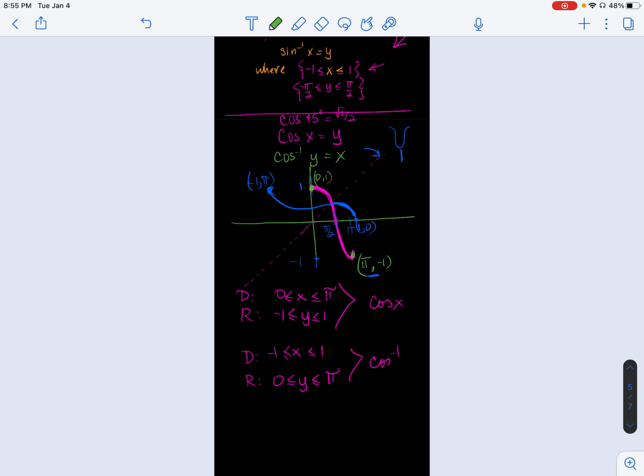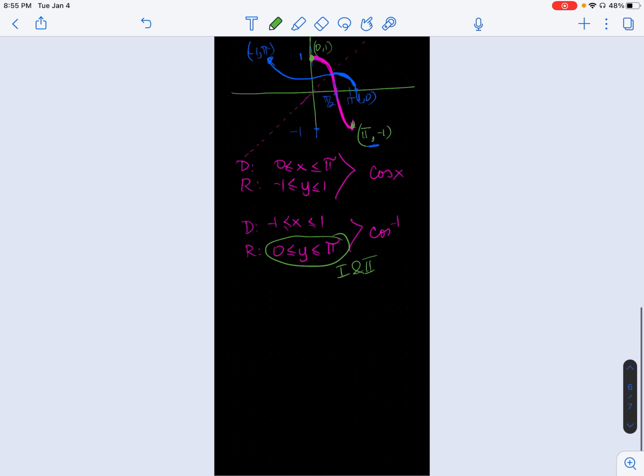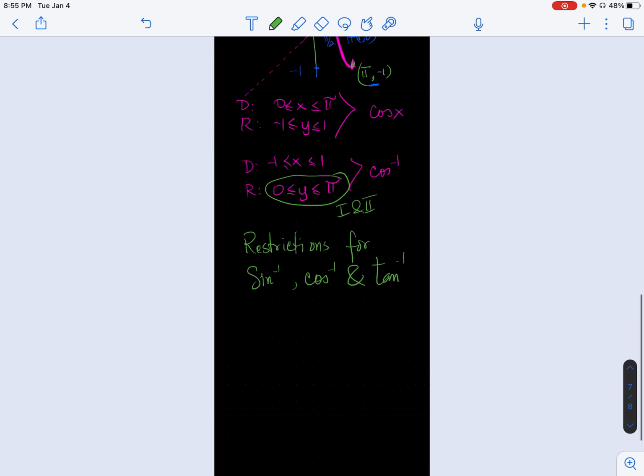And this means more than just what it looks like. This automatically also means the first and the second quadrant. And this, for the sine function, automatically means the first and the fourth quadrant. So if all this seemed confusing, what you can remember is the restrictions for sine inverse, cosine inverse, and tangent inverse.